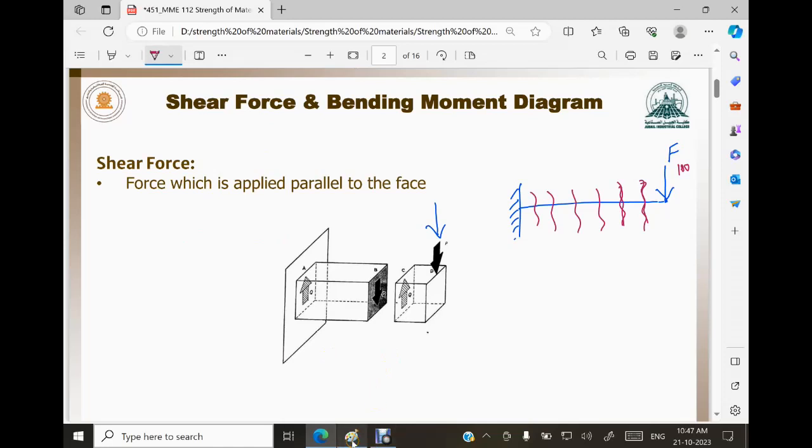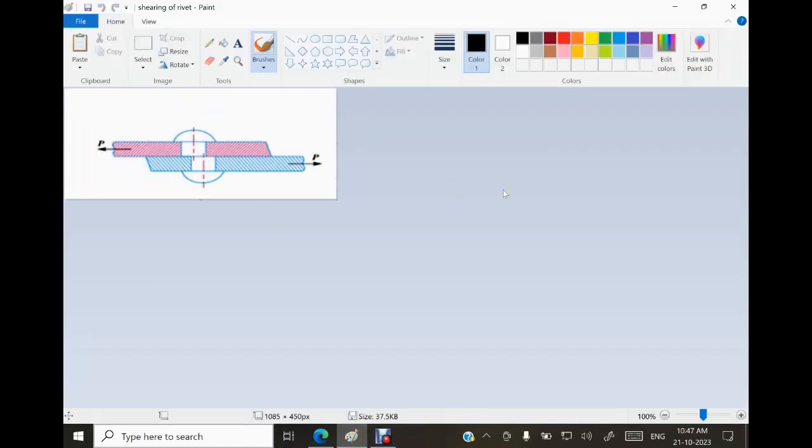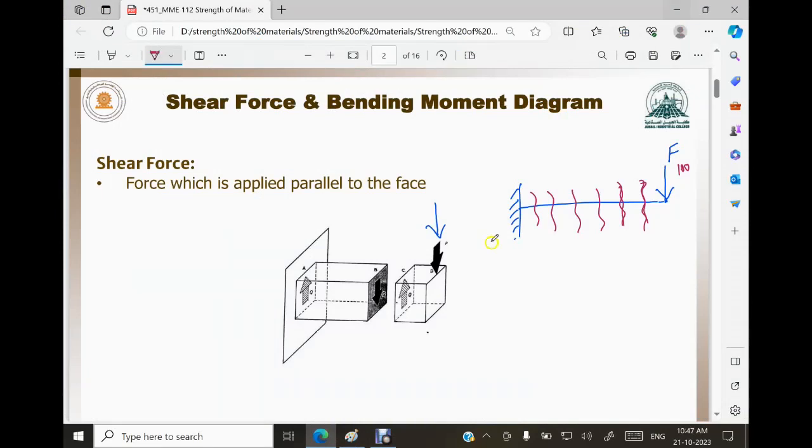I'll just show you one picture of the rivet. Just see here, you have this rivet. Now you see a force is applied on this point and the force is applied at this point. So what is happening now? At this point, the rivet is shearing off, is it not? It is a single shear, of course. You can have multiple shears also. This is what is happening.